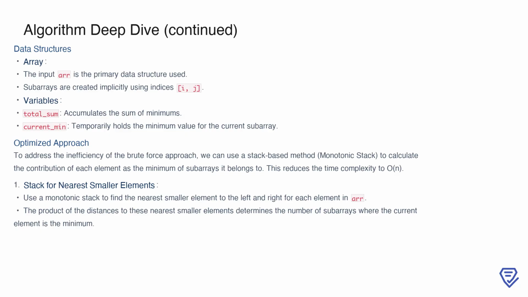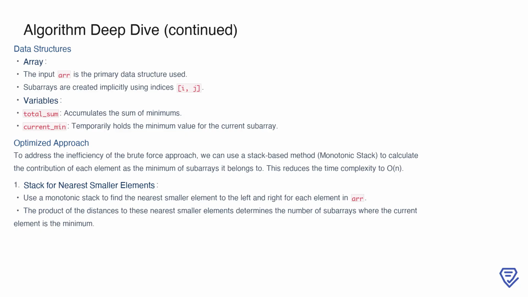To overcome the inefficiency of recalculating overlapping minimums, we can use a more optimized approach based on a data structure called the monotonic stack. This method allows us to calculate each element's contribution as the minimum of subarrays in O(n) time. The key idea is to determine how many subarrays have the current element as their minimum.